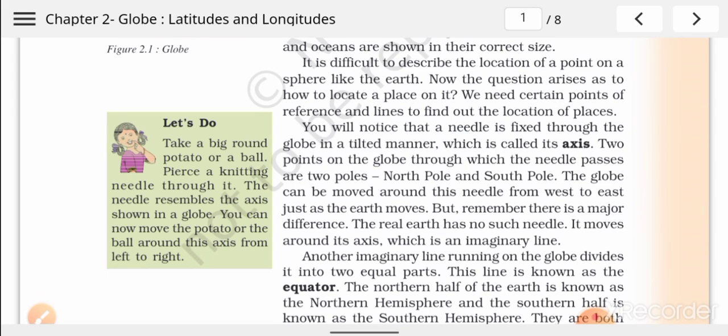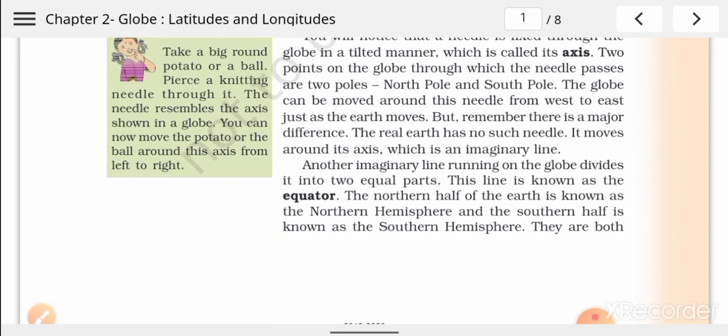But remember, there is a major difference. The real earth has no such needles. It moves around its axis, which is an imaginary line. Another imaginary line running on the globe divides it into two equal parts. This line is known as the equator.